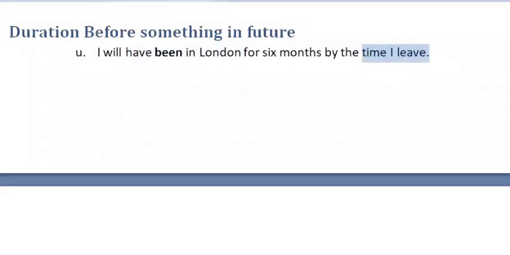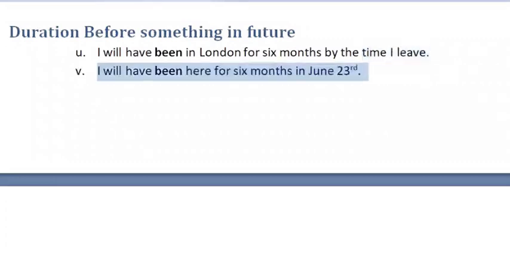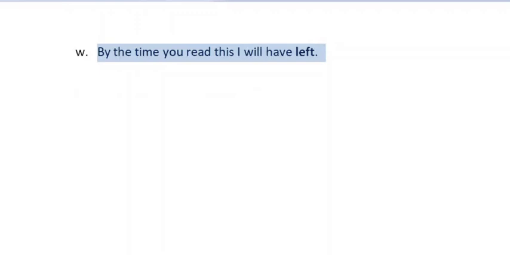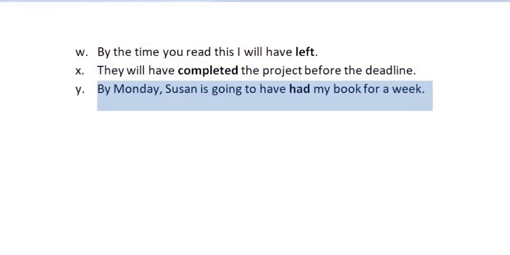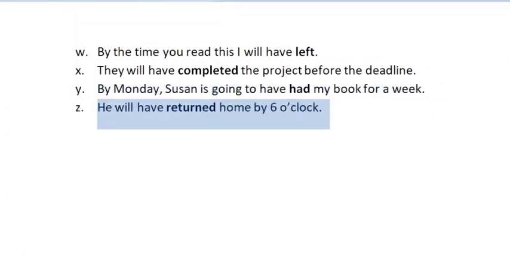Now all we have to do is rearrange the sequence of events according to how they unfold and use the formula. Let's check out the other example. I will have been here for 6 months on June 23rd. By the time you read this, I will have left. They will have completed the project before the deadline. By Monday, Susan is going to have had my book for a week.